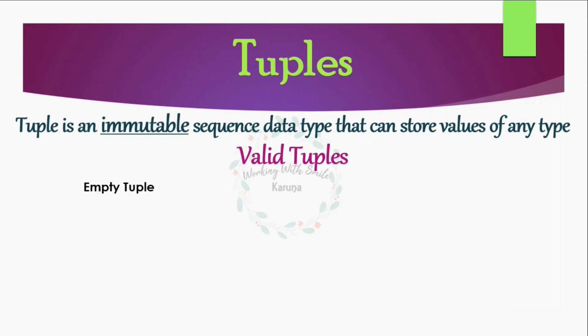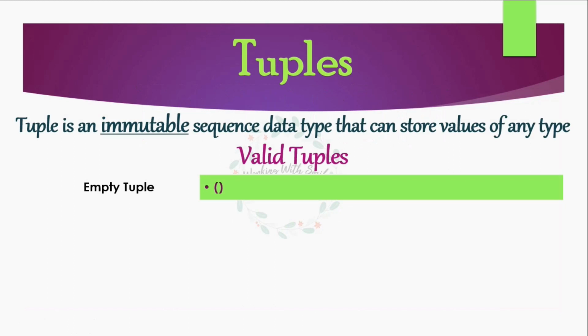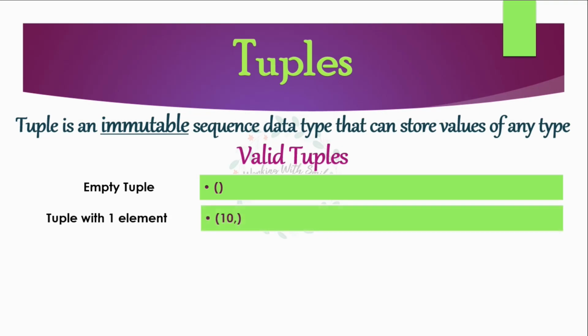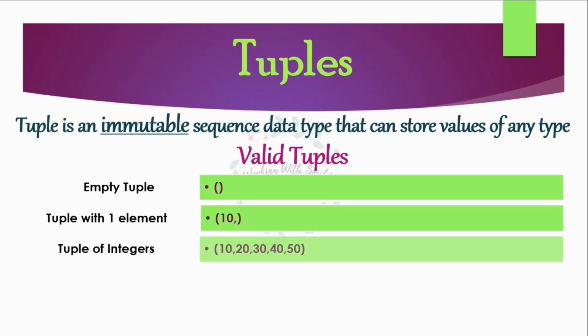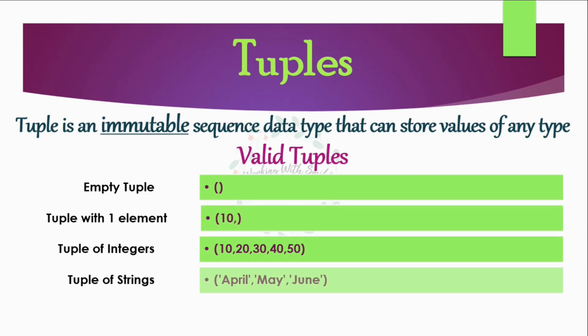The first one is an empty tuple, empty brackets with no elements. Second is a tuple with one element. To create this tuple, make sure you add the comma operator after the first element. Next we have tuple of integers, tuple of all strings values, and tuples of all mixed values.